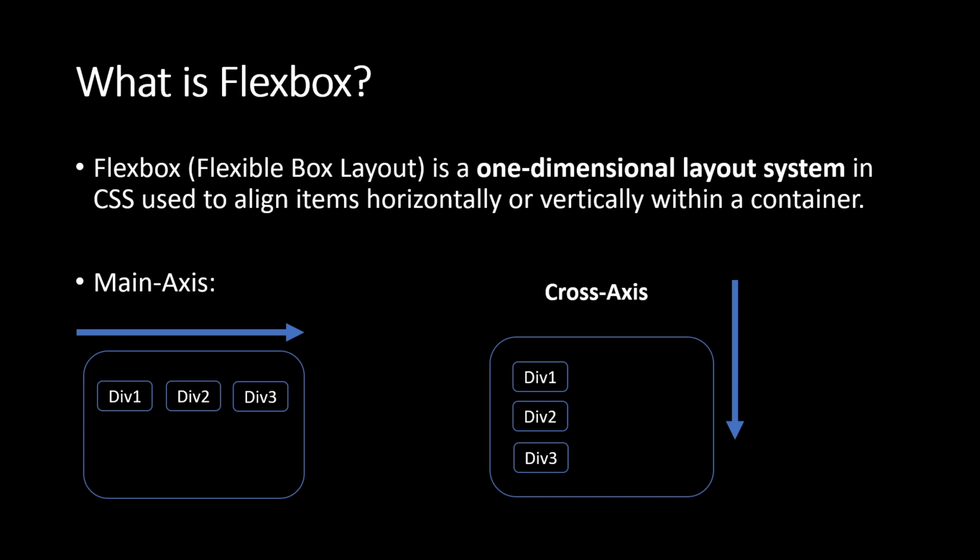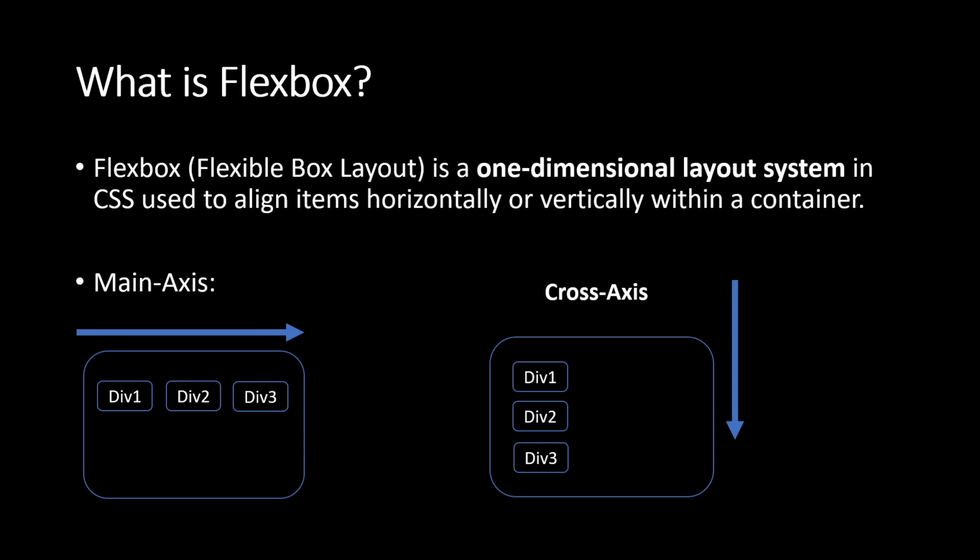Flexbox. What is Flexbox? So my friend, Flexbox is a one-dimensional layout system in CSS used to align items horizontally or vertically within a container, right? Like let's say this is a container. In the container there are three items. Right now we consider div1, div2 and div3 as items in a container.